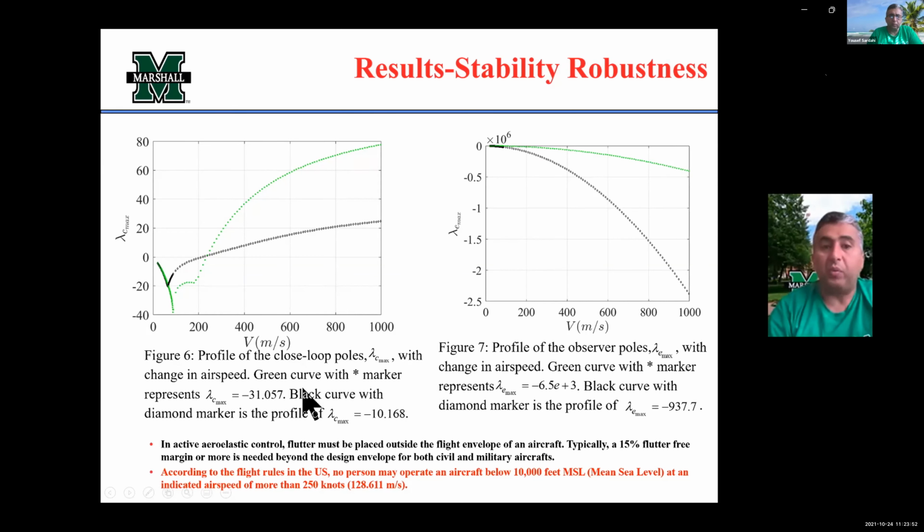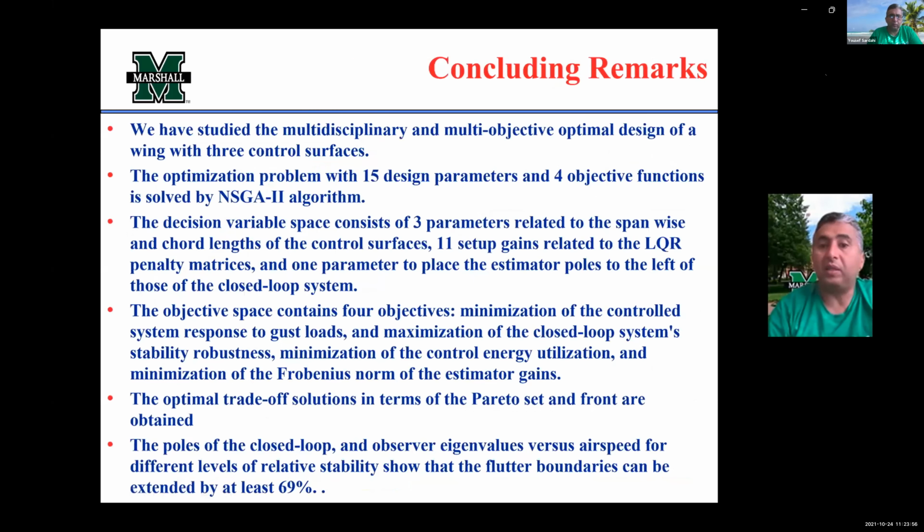Okay, so we have studied the multidisciplinary and multi-objective optimization of an aircraft wing with 3 control surfaces. We have 15 design parameters and 4 objectives, and the optimization problem was solved by the non-dominated sorting genetic algorithm. The optimization was multidisciplinary. We have 3 parameters related to the spanwise and chordwise coordinates of the control surfaces, about 11 other parameters related to the LQR, and 1 parameter to place the estimator poles to the left of those of the closed loop system.